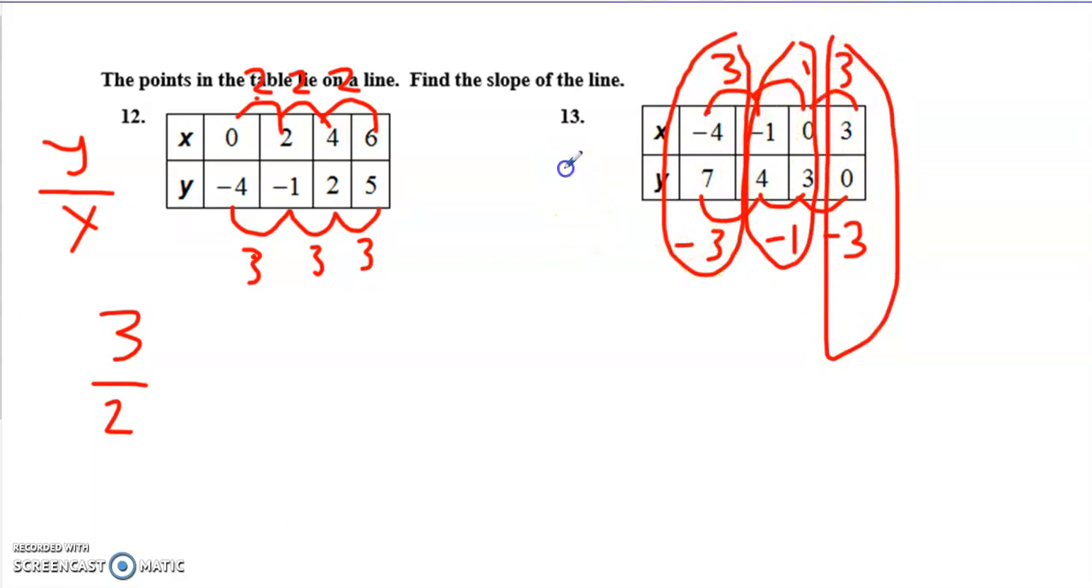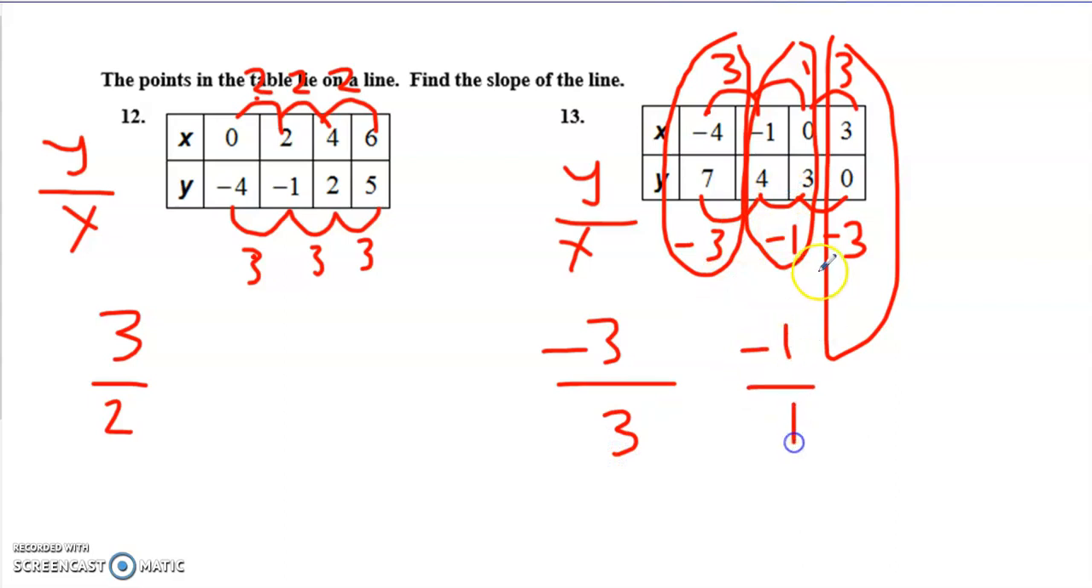So y over x, we'll do this first pair. We have a change of negative 3 over 3. This one we have negative 1 over 1, and this one again we have negative 3 over 3. If we simplify all of these, negative 3 divided by 3 is negative 1, negative 1 divided by 1 is negative 1, and this one is also negative 1. Because these all boil down to the same number, we know that our slope is negative 1.